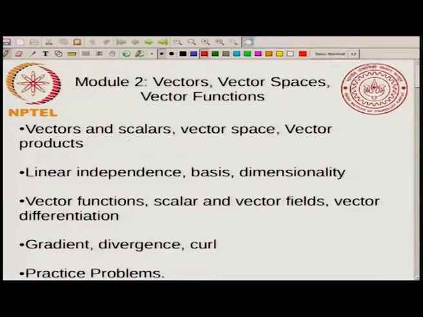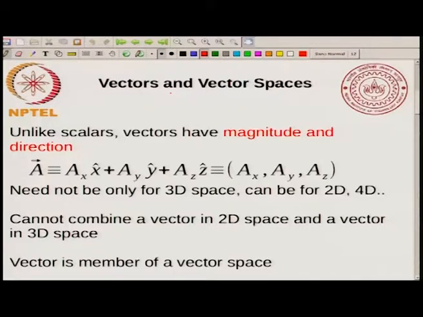In the first lecture I want to talk about vectors, vector space and vector products. All of you are familiar with the idea of vectors. What you know is that vectors have both a magnitude and a direction, unlike scalars which have only a magnitude. And so, a typical vector you might write in this form.